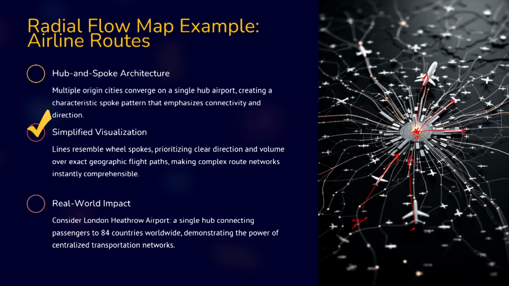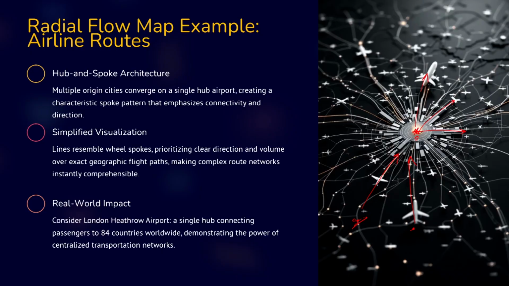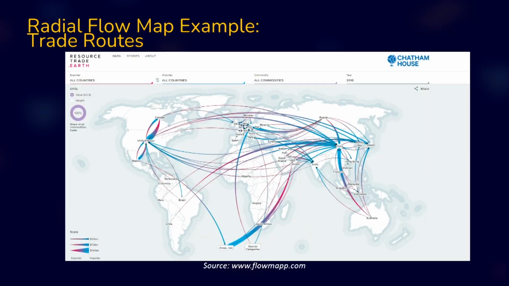In this simplified visualization, the lines resemble spokes, prioritizing clear direction and volume over exact geographic paths, making a complex route network instantly comprehensible. For real world impact, we can take London Heathrow Airport, a single hub connecting passengers to 84 countries worldwide, demonstrating the power of a centralized transportation network. In our case we will take an example from Mumbai Airport and draw a flow map in the next stages. Moving on, here is an example of a radial flow map.